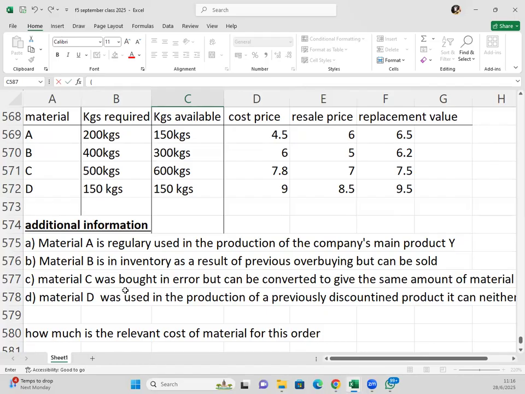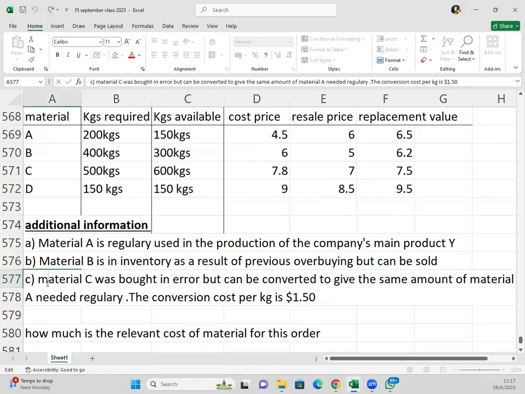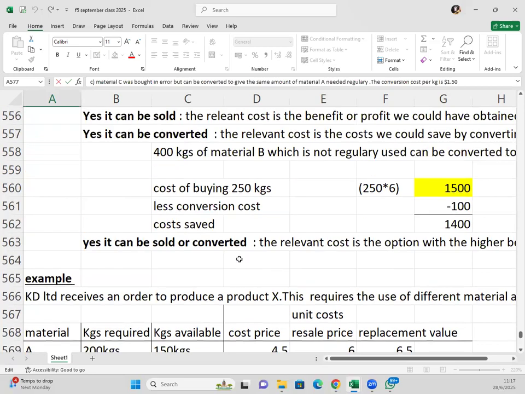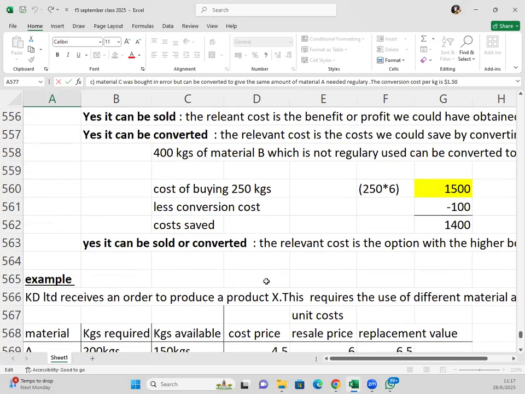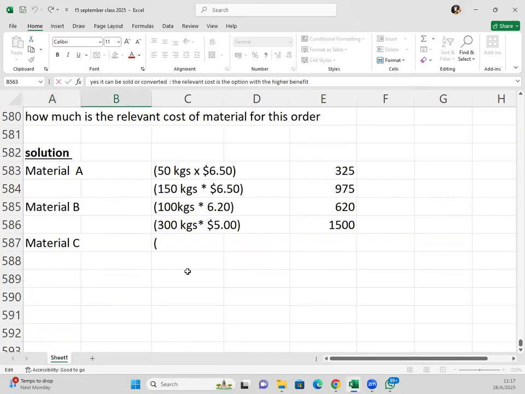Then can it be converted or sold? Remember I said that as long as there is a resale price, it can be sold. So material C can be sold at $7, or there was an option to convert material C. They say that it can be converted at a cost of $1.50 to material A. So let's weigh the options. If there are two options, the relevant cost is the option with the higher benefit. So let's look at the benefits of the two options.